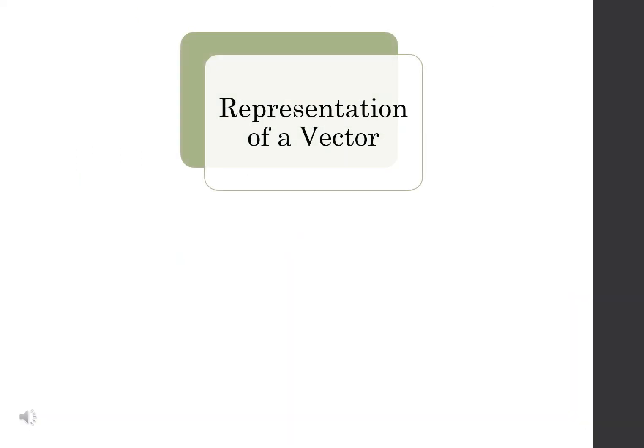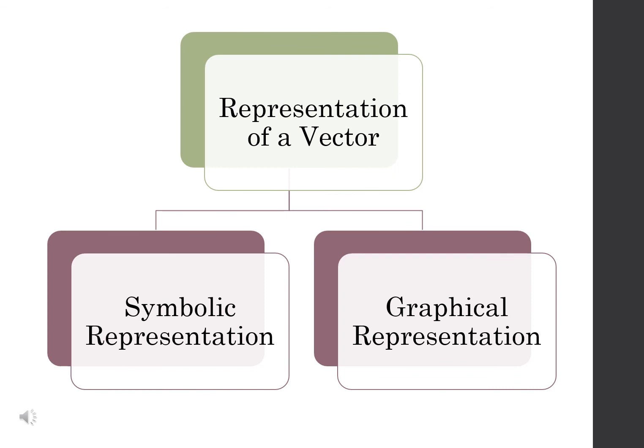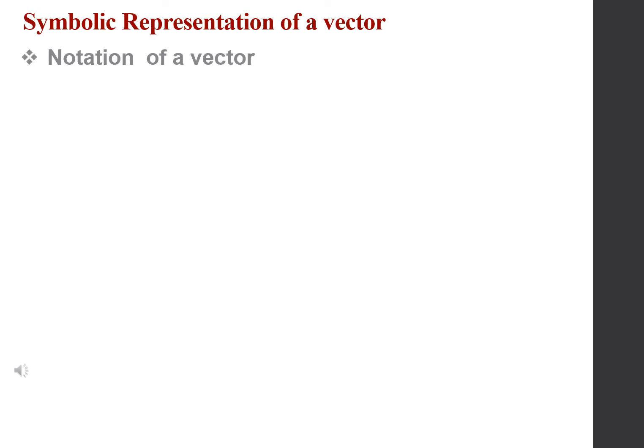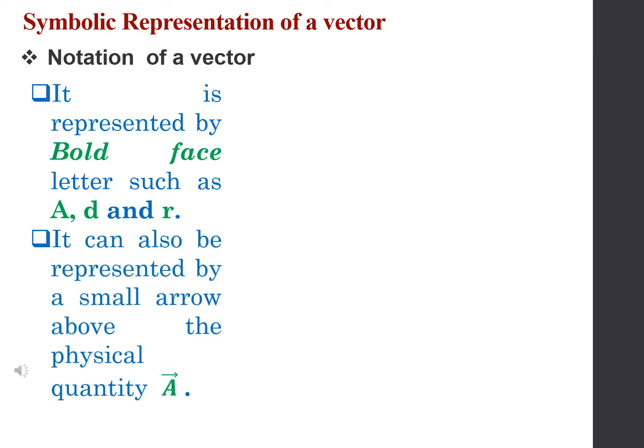Representation of a vector. A vector can be represented in two ways: symbolic representation and graphical representation. Symbolic representation of a vector: a vector is represented by bold-faced letters such as A, D, and R. Alphabets are written in bold-faced letters. A vector can also be represented by a small arrow above the physical quantity. So vector quantity A should be written as a small arrow above the letter A.